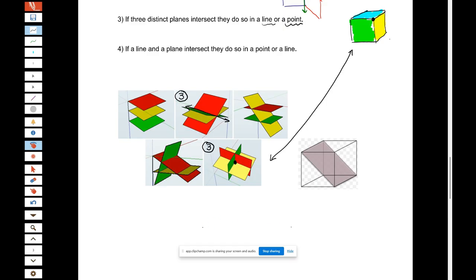If a line and a plane intersect, they do so in a point or a line. Absolutely. If you draw a plane and you want to make a line intersect, you can make it intersect in one dot, like jamming a pencil through a sheet of paper, or you can put the line in the plane, in which case the line and the plane share all the points on the line in common. So they can intersect in a point or a line.